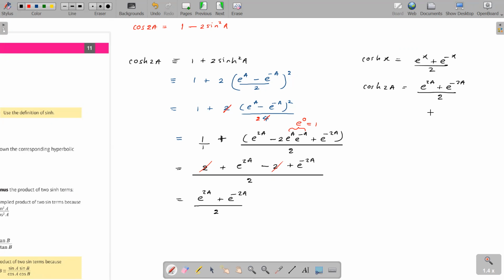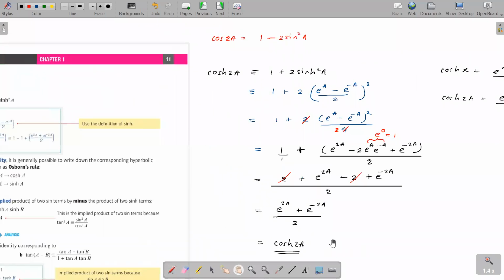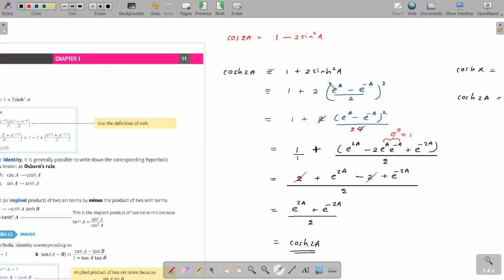All right, guys. Okay. So you can see that we've got to show that here, right? So you can see that this is actually cosh 2a. So we got to show that. So you can see that we can easily prove it, right? So we get the proof. But now, how does it work?